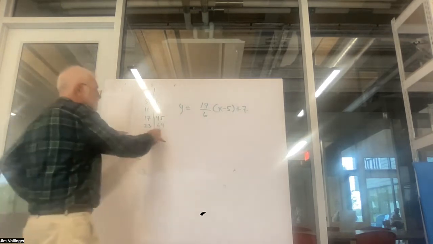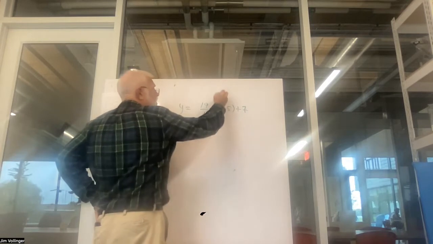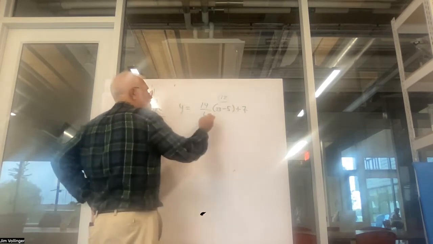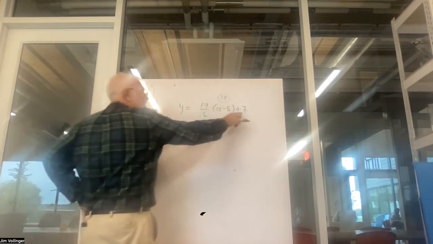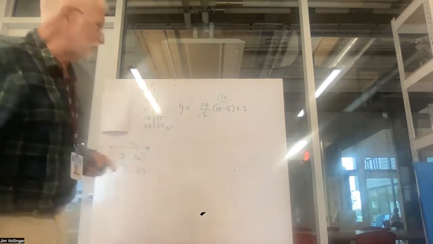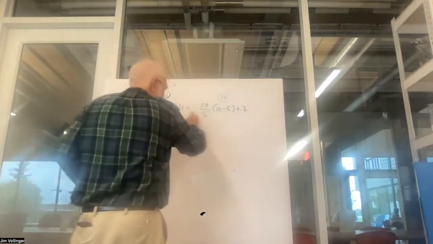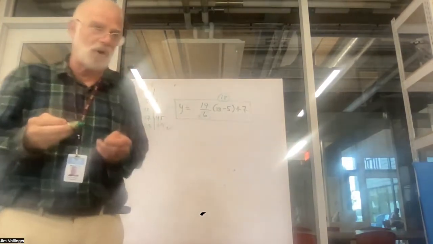Let's see if (23, 64) works. So 23 minus 5 is 18. Oh yes, 18 is a multiple of 6. Goes 3 times, 3 times 19 is 57 plus 7, 64. So I'm just mentioning that, but the only thing you have to do tomorrow is get that equation. All right, and we'll keep working with it in class like I just did a moment ago.